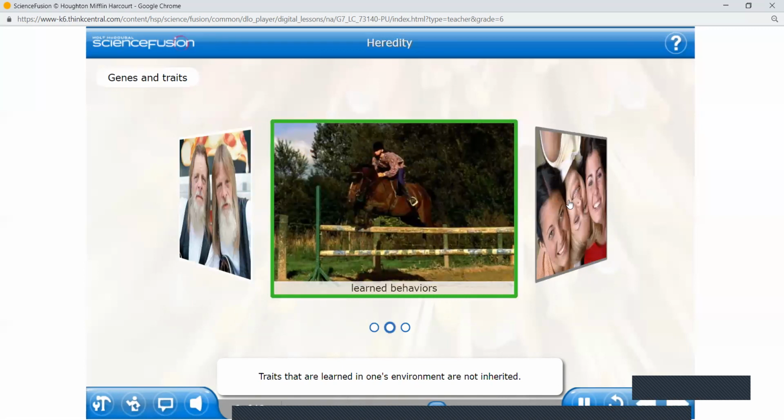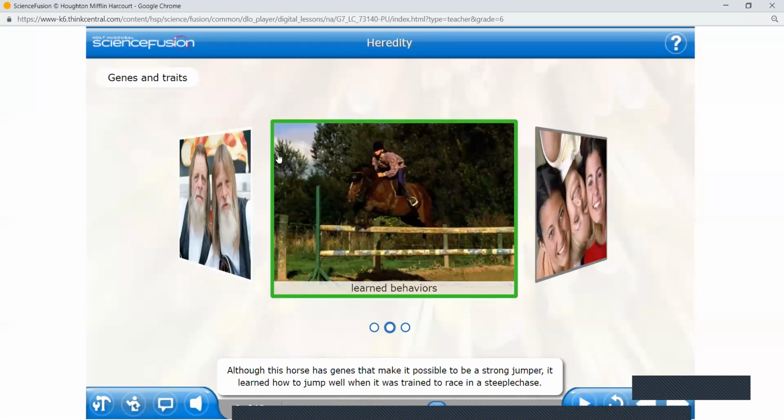Traits that are learned in one's environment are not inherited. We are talking about learned behavior and acquired behavior. Like horse riding, it's not genetic. It is what you learn after you are born. Although this horse has genes that make it possible to be a strong jumper, it learned how to jump well when it was trained to race in a steeplechase.